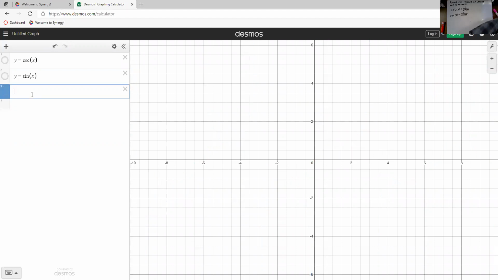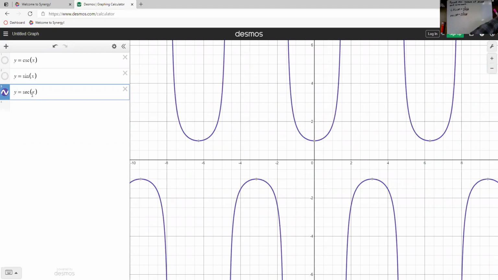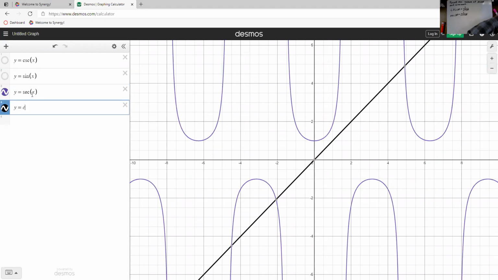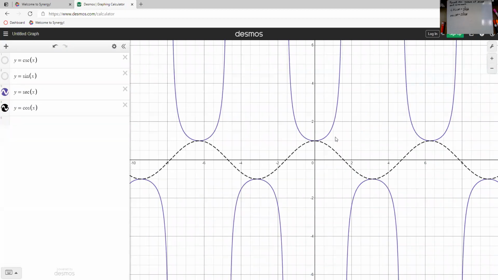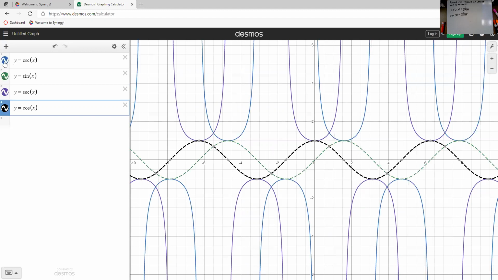Now, secant and cosine work exactly the same way. Secant can reach down and touch the peak of cosine. It touches the peaks and troughs of cosine. And it has vertical asymptotes when the value of cosine is 0. So we can pretty clearly see the pattern that's going on here. We're a little low on time, so I'm going to hurry.